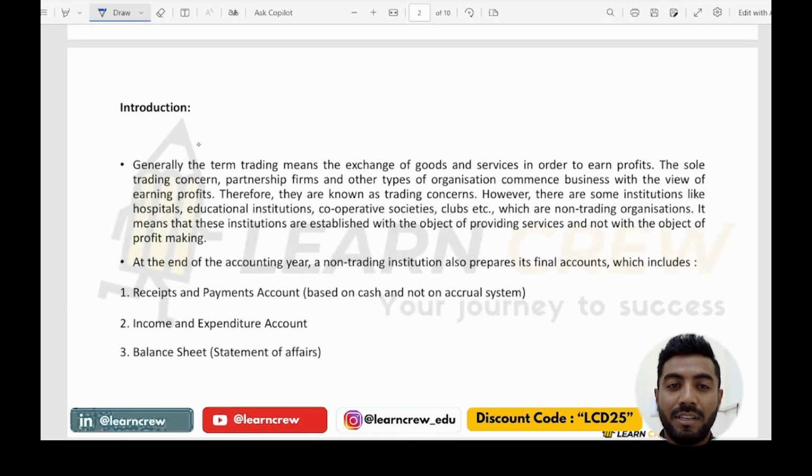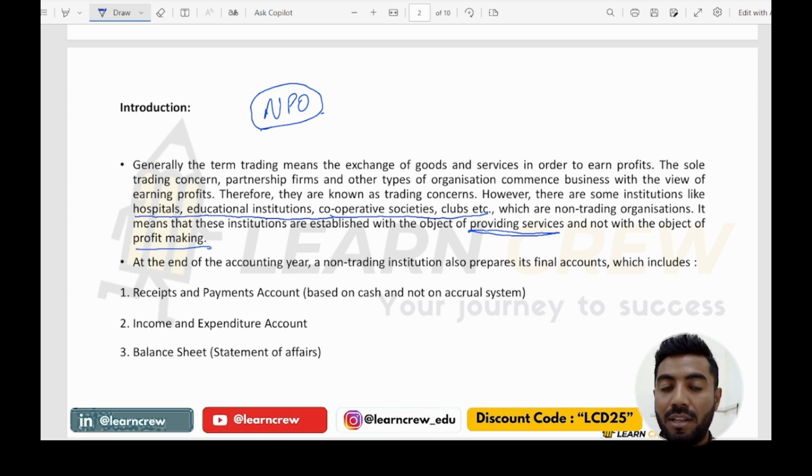Introduction. Generally, NPO means not for profit. So the main motive of these not-for-profit organizations is not to make profits. The main intention for these NPO entities is to provide service to the public. These include hospitals, educational institutions, cooperative societies, clubs, etc. All of these come under NPO. These institutions are established with the objective of providing services, and not with the object of profit making. Profit making is not the motive.